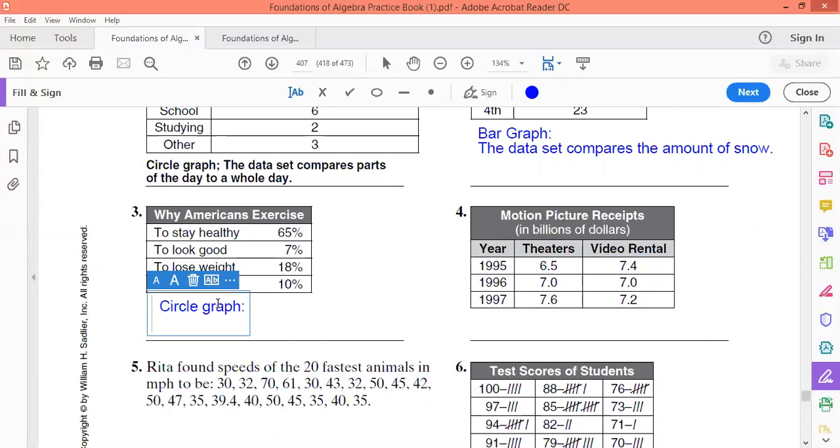You can say that the data set uses percentages. The data set compares the percent of the Americans who exercise. Or you can say the data set uses percentages of exercise in America, or of a population.